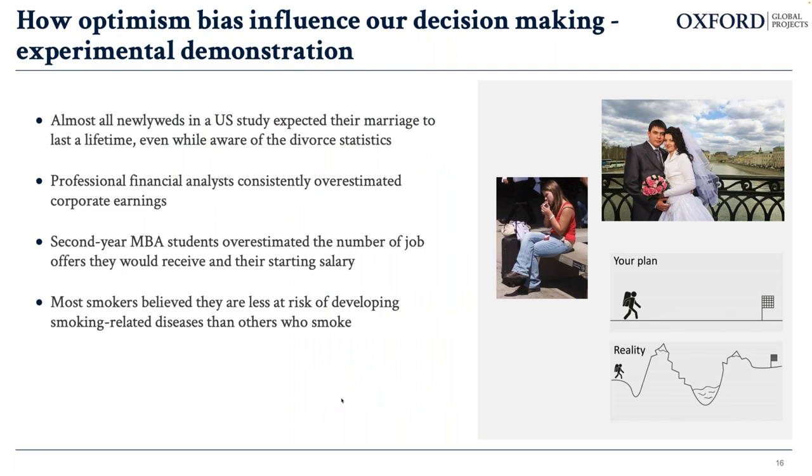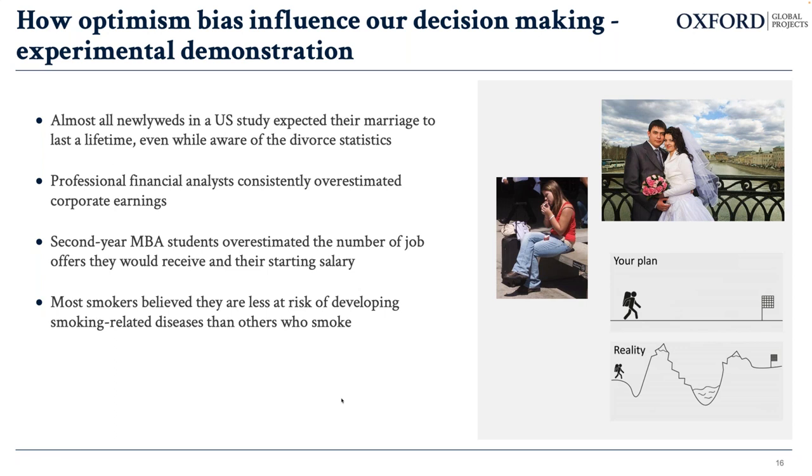So here are a few examples of how optimism bias really influences our daily decision making. As an example, not something that happens daily to most of us hopefully, almost all newlyweds in a US study expected their marriage to last a lifetime, which is interesting because these are people that are in a place where they can just go onto Google and check out the divorce statistics in their hometown, which would give them some very different statistics than a lifetime. Then we have professional financial analysts who consistently overestimate their corporate earnings.